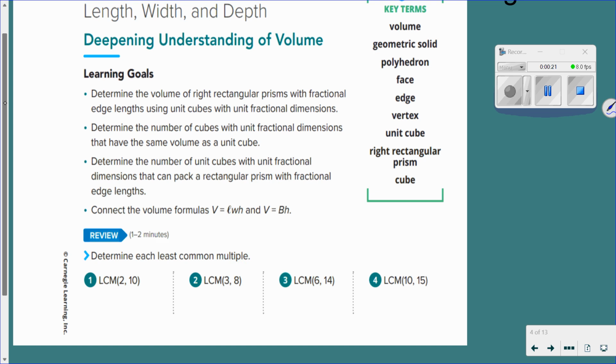This is the part I'm not real big on, guys, but this is a very common testing question with our new curriculum. So you're going to have to understand it and be able to do it. Determine the number of cubes with the unit fractional dimensions that have the same volume.